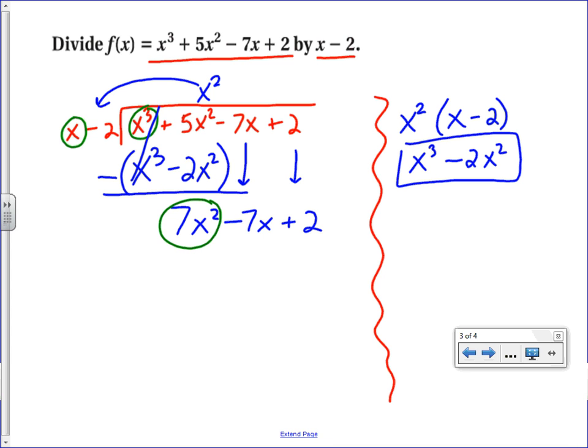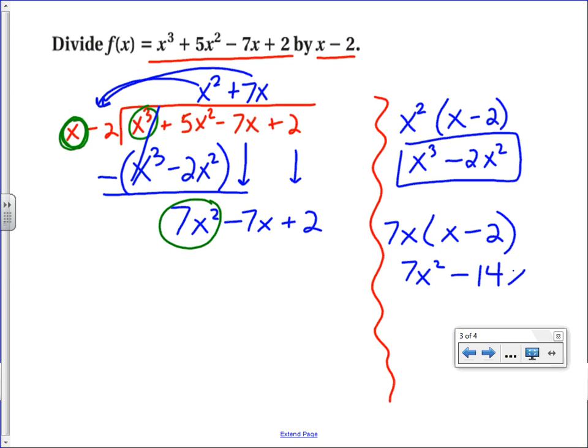We have a new first term, that's 7x squared, and we are dividing it by the same first term from the outside, which is x. 7x squared divided by x will leave us with only 7x. Positive 7x goes in our answer line, and then we take that and multiply it by the divisor. So 7x times the divisor, which is x minus 2. And we distribute 7x times x, 7x squared. 7x times minus 2 is minus 14x.